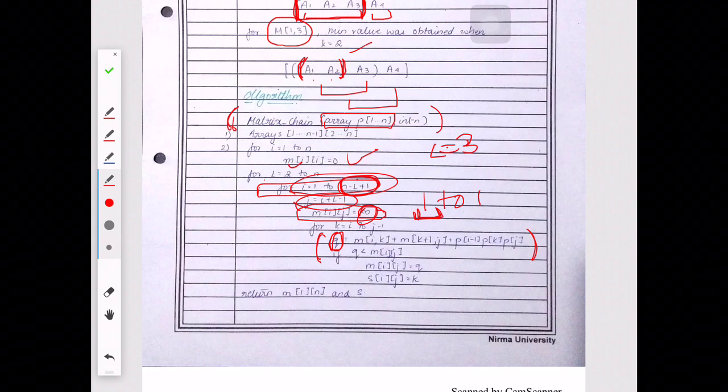So if you trace the entire program, you would arrive at the solution that we got, which was 1, 2, 2, 4, and A1, A2 would be multiplied first, then with A3, and then with A4.